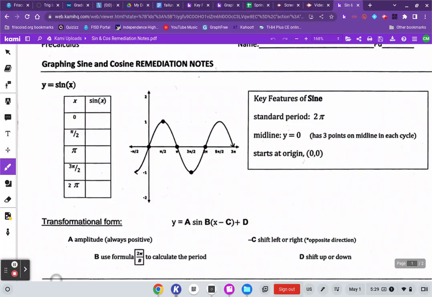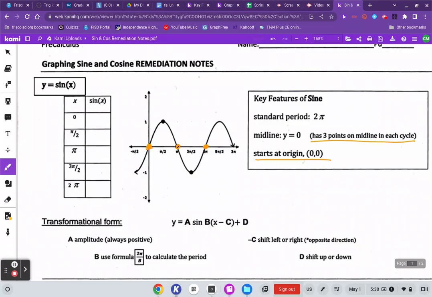Okay, the parent graph of sine is given here. This is y equals sine of x. The things to notice about sine are the fact that there are 3 points on the midline within each cycle. Sine starts at the origin.